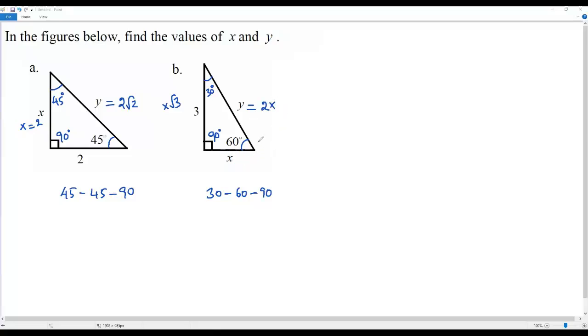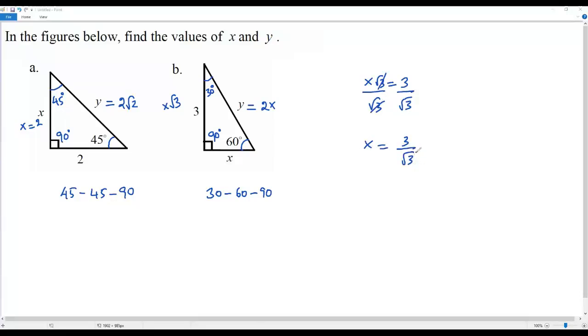Once I get the value of x, it can be multiplied by 2 to get the value of y. According to the concept of the 30, 60, 90 triangle, the length of the side opposite to 60 degrees is x times square root of 3. But the length given for this side is 3. So we have x times square root of 3 equal to 3. Now we have to solve for x in this equation. For that, I divide both sides by square root of 3. The square root of 3 cancels out, and I'm getting x equals 3 over square root of 3.